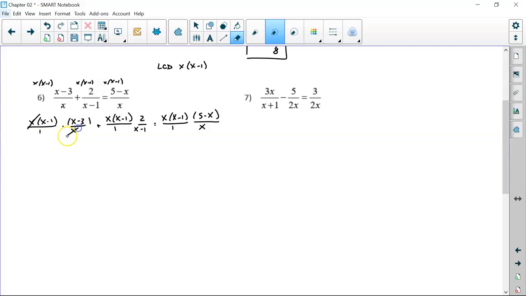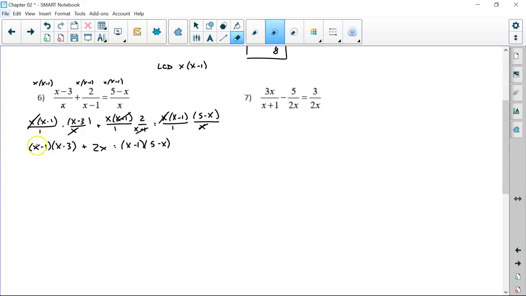The x's cancel, so we're left with x minus 1 times x minus 3. The x minus 1's cancel, we're left with plus 2 times x. These x's cancel, so we're left with equals x minus 1 times 5 minus x. No more fractions. So we're going to multiply.